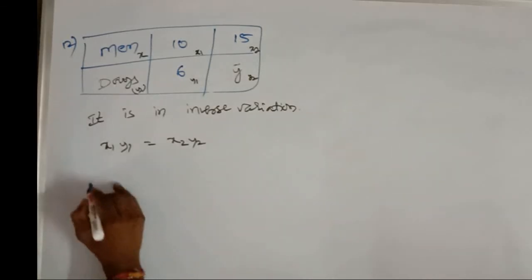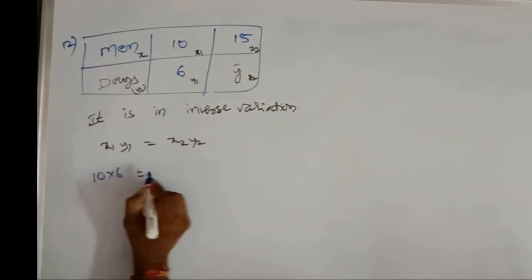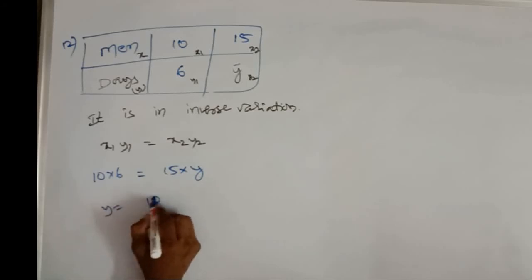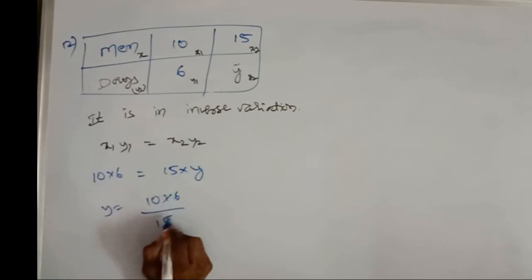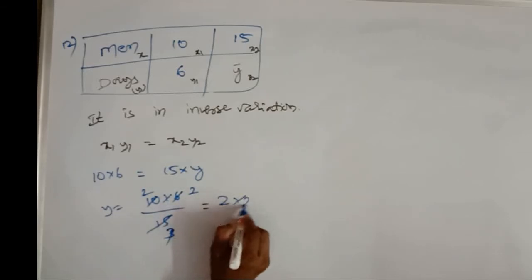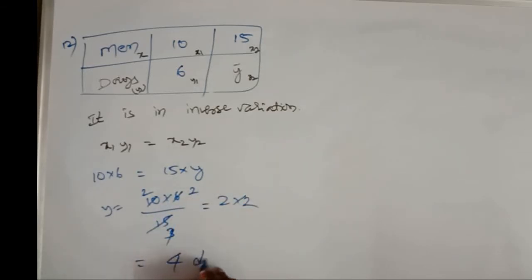Now here x1 y1, that is 10 into 6, is equal to 15 into y. Now y is equal to 10 into 6 by 15. 5 threes are 15, 5 twos are 10, 3 ones are 3, 3 twos are 6. So that's equal to 2 into 2, which is 4 days. That means 15 men can do the same work in 4 days. So that is the question.